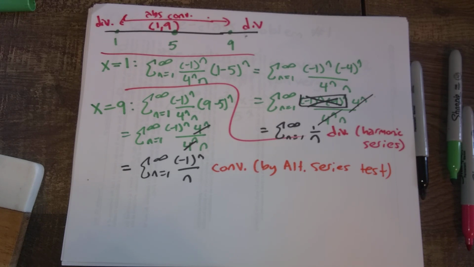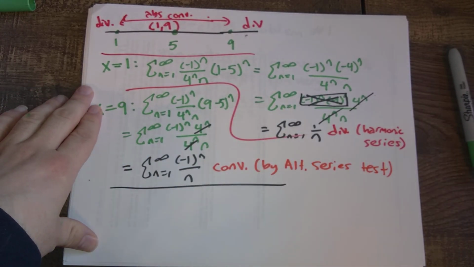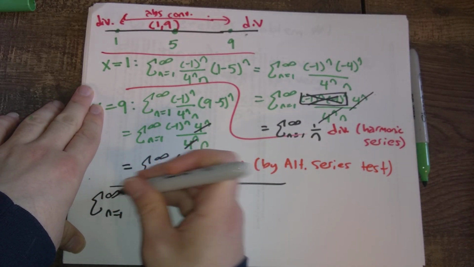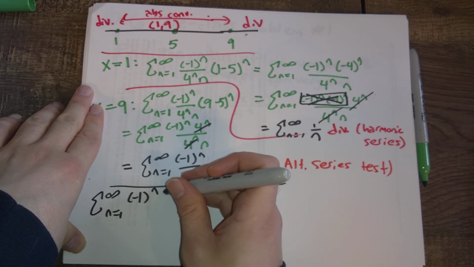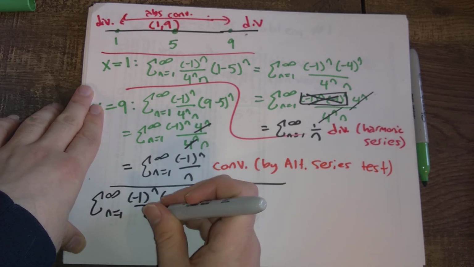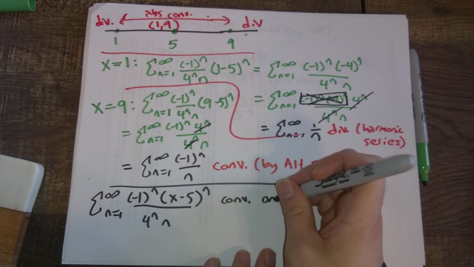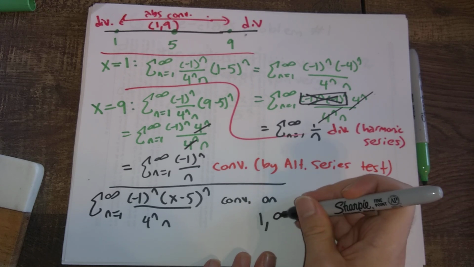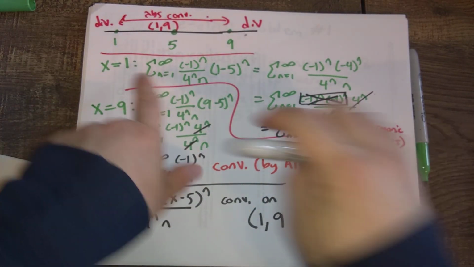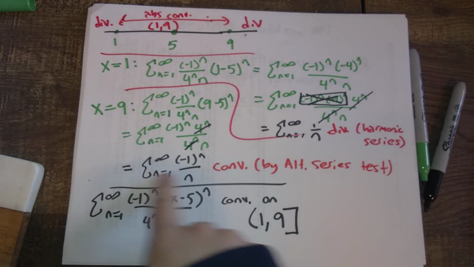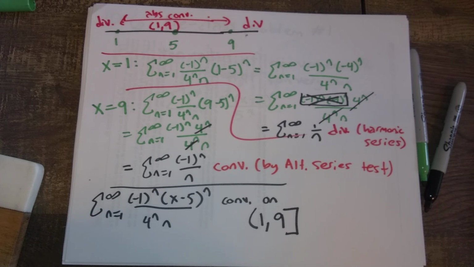Okay, so to conclude, where does our series, the sum from n equals 1 to infinity of (-1)^n times (x minus 5)^n divided by 4^n times n, converge? It converges on the interval from 1 to 9, and it's open at x equal to 1 because it diverges there, but it does converge when x is equal to 9. So here we see a case in which our power series converges at exactly one of the endpoints.